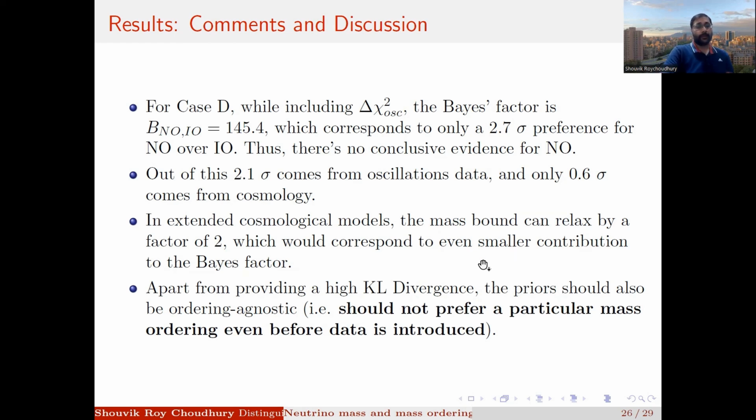So it is not likely to change our results given in this talk, as long as your preferred cosmological model is the dynamical dark energy model. And even with the lambda CDM case, we expect only a moderate increase in the evidence ratios. So it will still not reach the 5 sigma level. And apart from providing a high KL divergence, one needs to understand the prior should also be ordering agnostic. That is, they should not prefer a particular mass ordering even before the data is introduced.